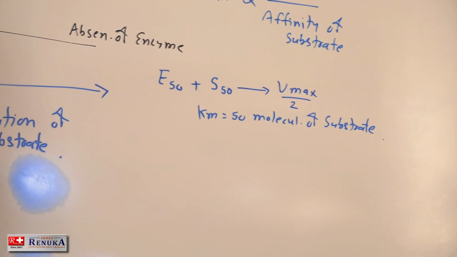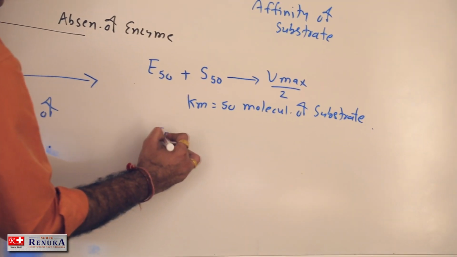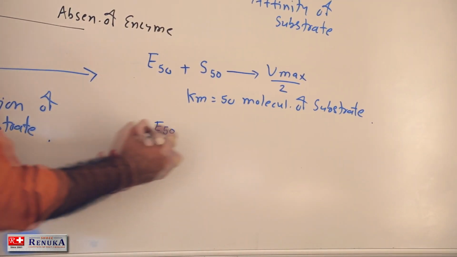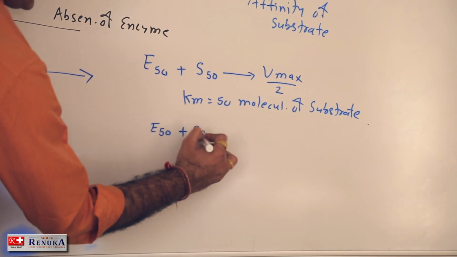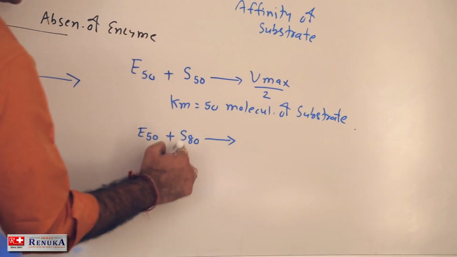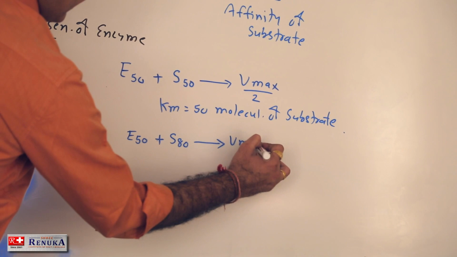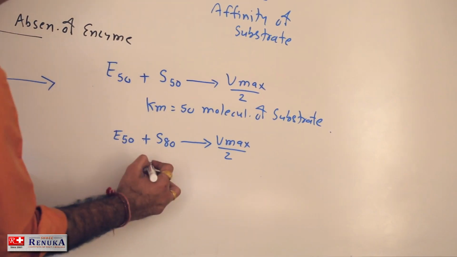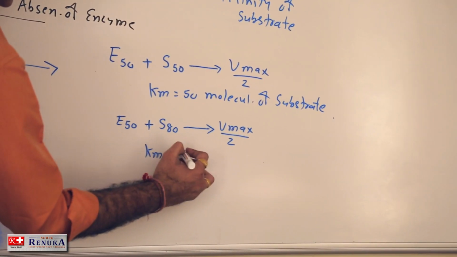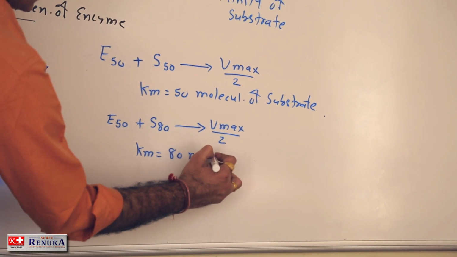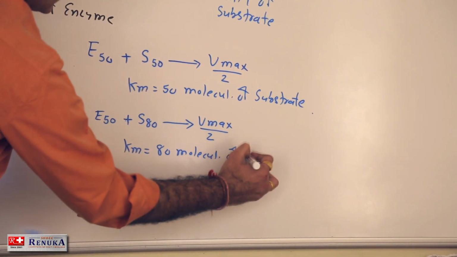Another example we can say, if in the same reaction 50 molecules of enzyme require 80 molecules of the substrate to reach at the V maximum half. So here the Km value is 80 molecules of substrate.